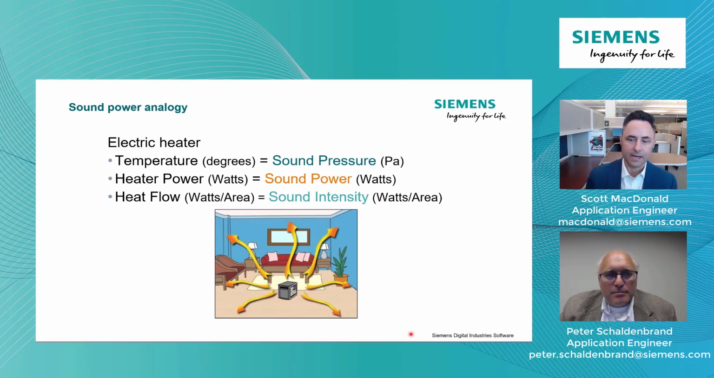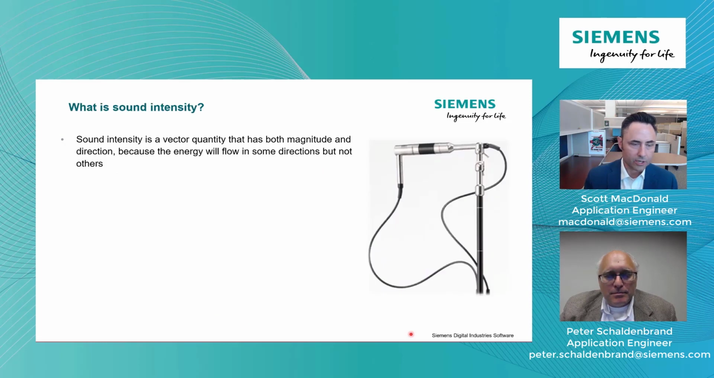Where does the sound come out? You know, some areas more than others. We're going to talk about the amount of energy or watts per unit area. That's sound intensity, okay? So in order to do some sound intensity measurements, we're going to use a special device called an intensity probe, and it's going to help us extract this intensity vector from some sound pressure measurements, okay?